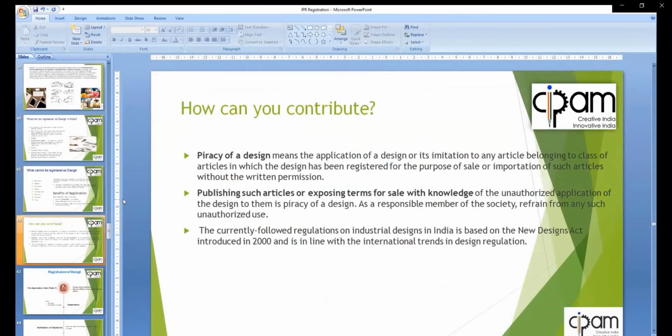So how can you contribute? Again, we should not copy others' designs. Yes, we can learn from that. We can make a better version of the already existing products. We can enhance ourselves, but we cannot copy the same and represent it and tell that it's ours. So it's against design, it's against any of the IP rules.